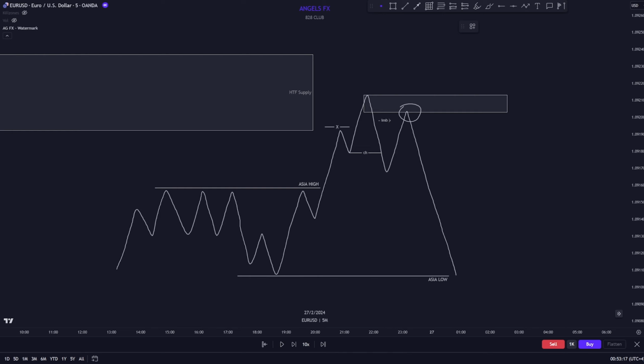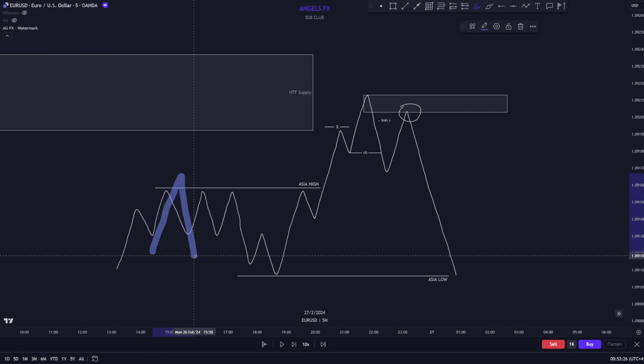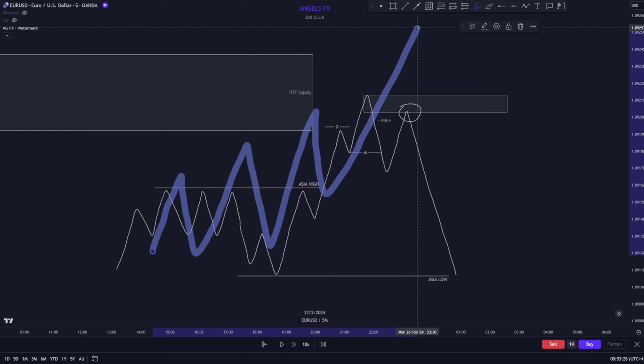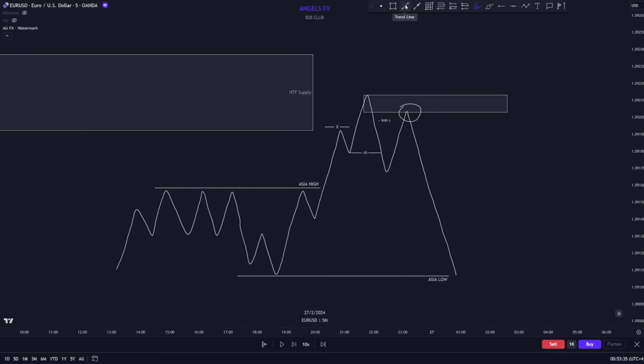So let's start. As you can see, we have this higher time frame supply zone. You should always have a higher time frame narrative. Let's say if our higher time frame narrative is bullish, you should not look for sales. Once we have bearish order flow and the higher time frame is also showing bearish momentum, that is where you should only look for sales.